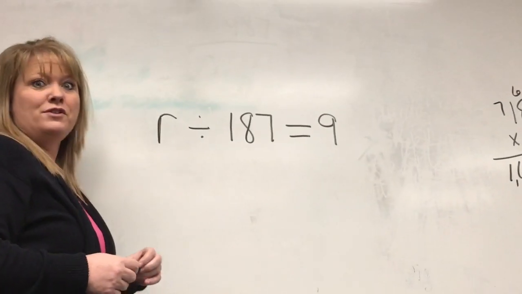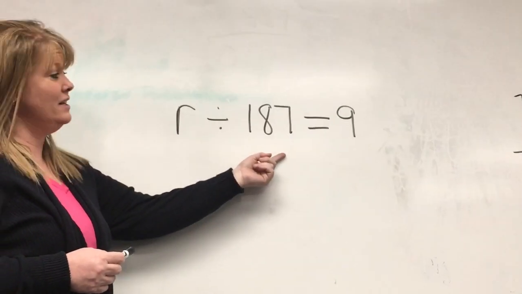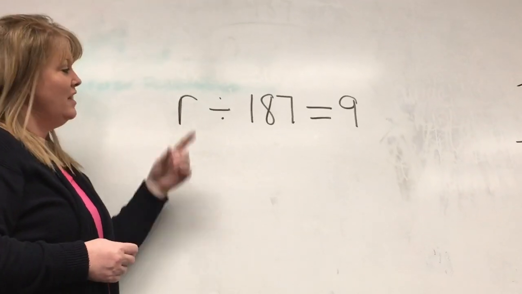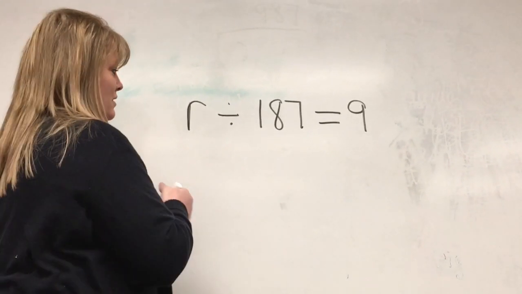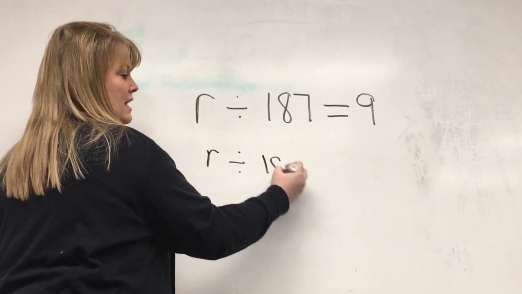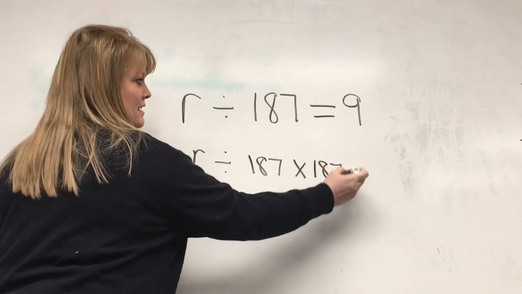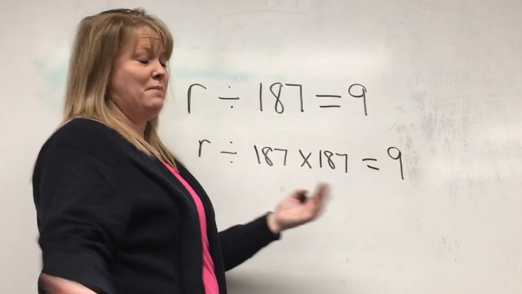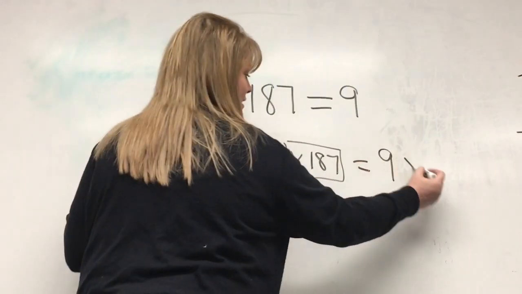Okay, for our fourth example, I have the equation r divided by 187 equals 9. All right, the inverse, or the opposite, of division is multiplication. So r divided by 187 multiplied by 187 equals 9. And because we have to keep the balance balanced, what I do to one side, I have to do to the other side, multiplied by 187.